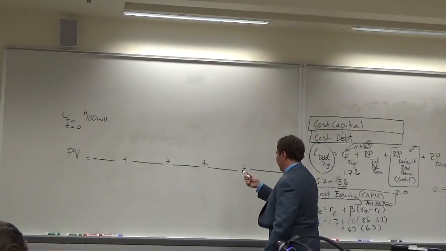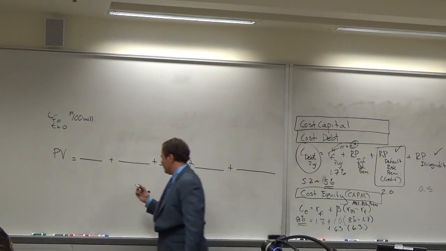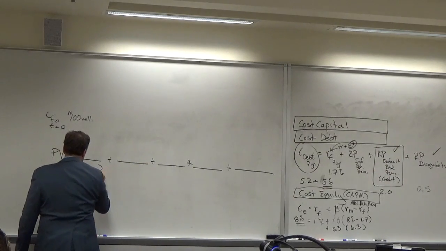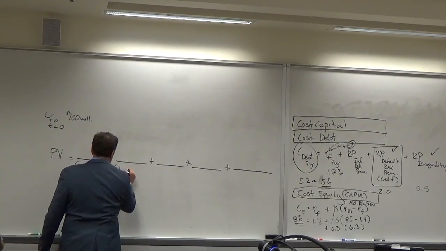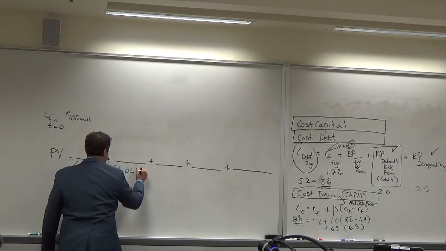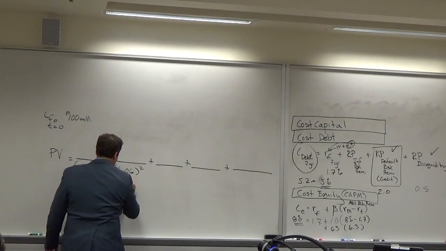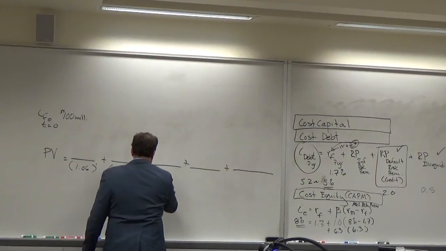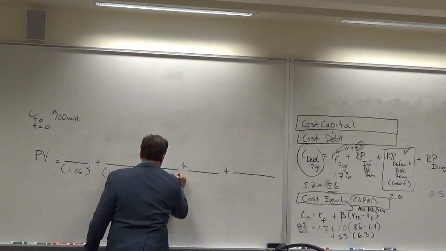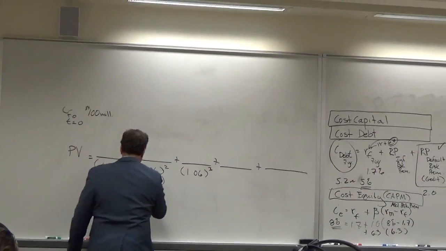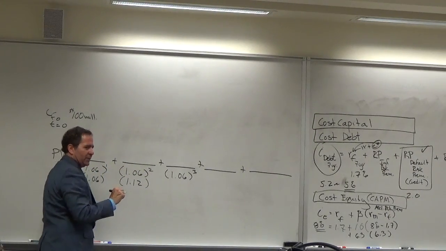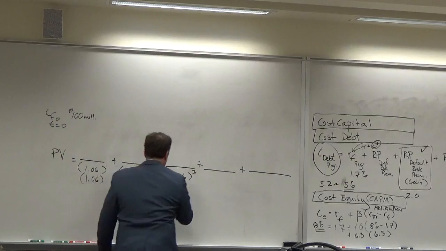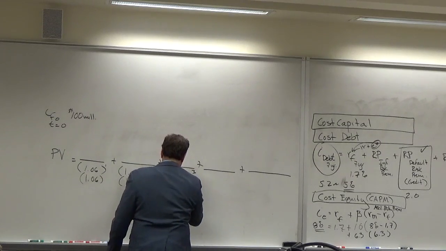So 1, 2, 3, 4, 5, okay. We want to set up the discount rates, and maybe you can give me the discount factors. I know that this is 1.2. 1.06 to the third power, what's that? What's 1.06 cubed? 1.19. 1.19, is that correct?